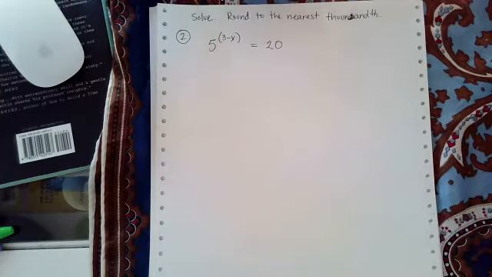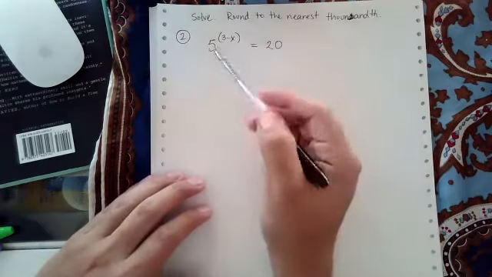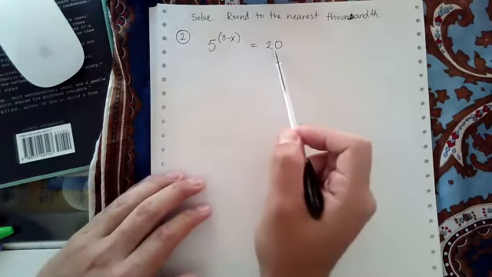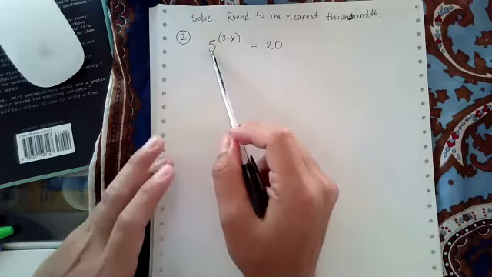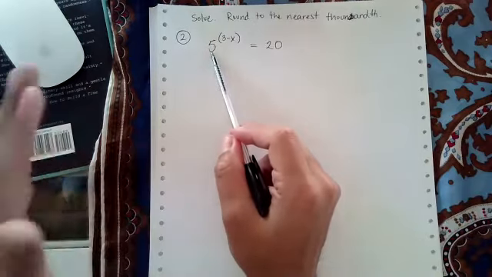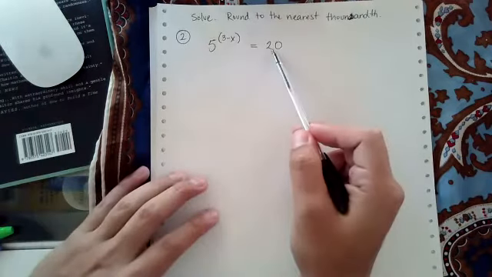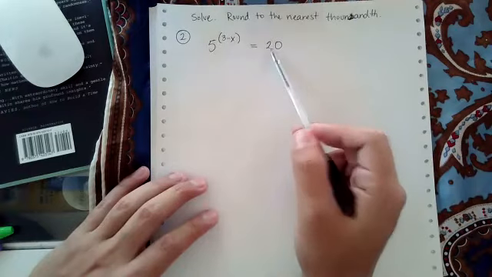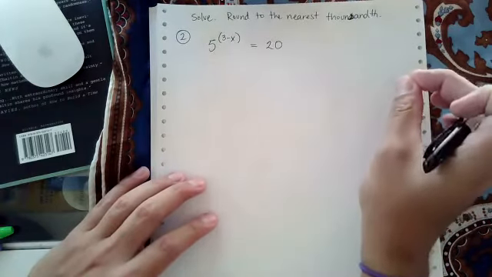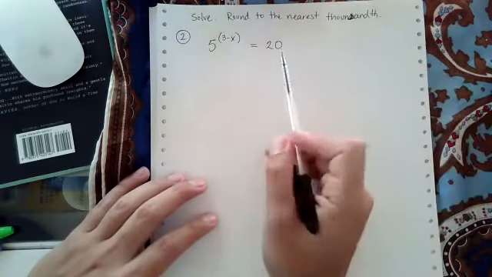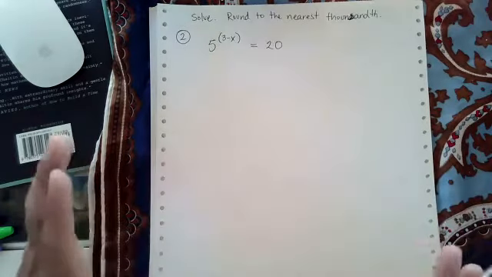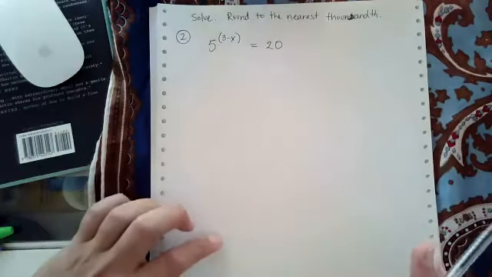Here, if you were on autopilot and you're very comfortable with that matching the bases method, you would see that we could not match the bases here. 5 is a prime number, so we could only write that as 5 to the 1 power. And then 20 cannot be written as 5 to some power. So right away, we're stuck. We can't use that matching the bases method.